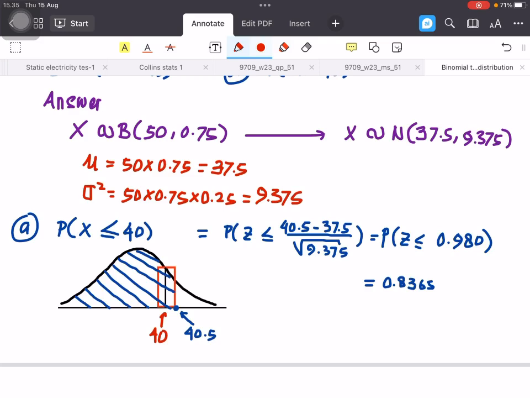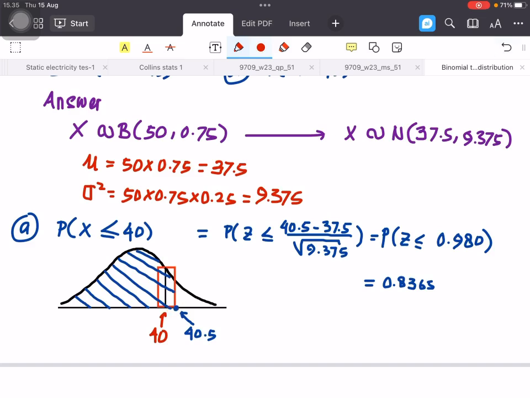So in order to calculate the value of z, we need to apply the correction. The correction can be plus or minus 0.5. The value here, the one that I circled, is more likely to be 40.5. So we add 0.5 to 40.